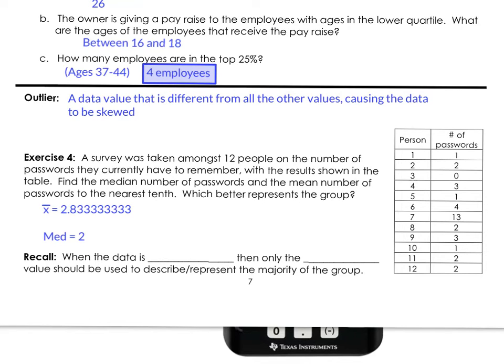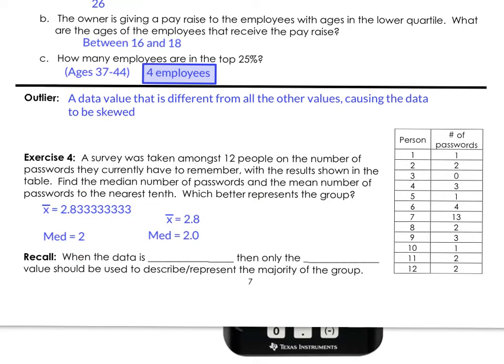Now, the instructions said to find them to the nearest tenth. So 2, if we wanted to put 2.0, that would be tenths. We can leave it as 2. But this one we have to round, so the 8 and then the 3 tells us to leave it. So x bar would be 2.8. So the mean is 2 and 8 tenths, and the median is 2 and 0 tenths. Which one better represents the group?